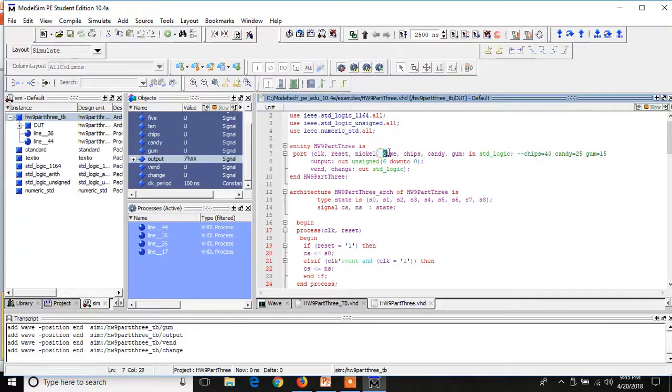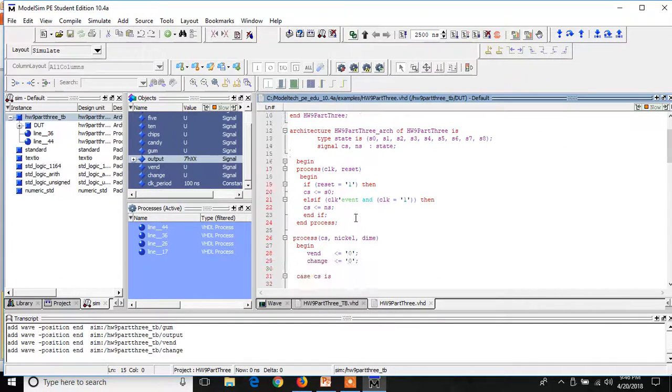Here I have nickel, dime, and I had to remove the quarter because of the requirements. It told me the problem set to go off of 14.20, so that problem does not have quarter, so nickels and dimes only. And I inserted chips, candy, and gum. It still has 8 states, or technically 9, including 0.